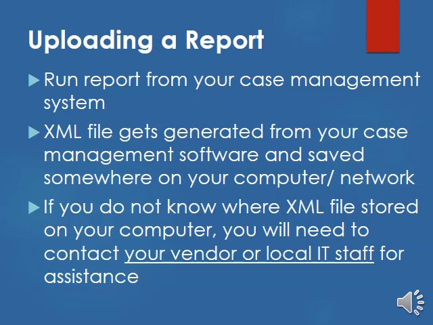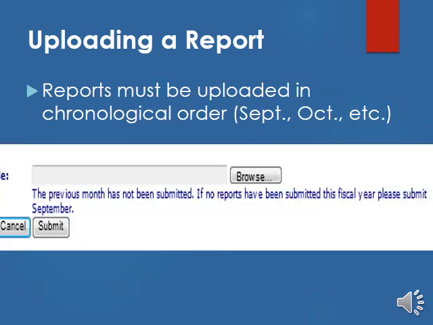Before you try uploading a report, you must run the report from your case management system, which will generate an XML file. The XML file gets saved somewhere on your computer or network. If you do not know where the XML file gets stored, you will need to contact your vendor or your IT staff for assistance. Now, just like when you manually entered the reports, you must submit the reports in chronological order, oldest outstanding month first. If you attempt to upload a report and the previous month has not been submitted, you will receive the error message shown on the screen.